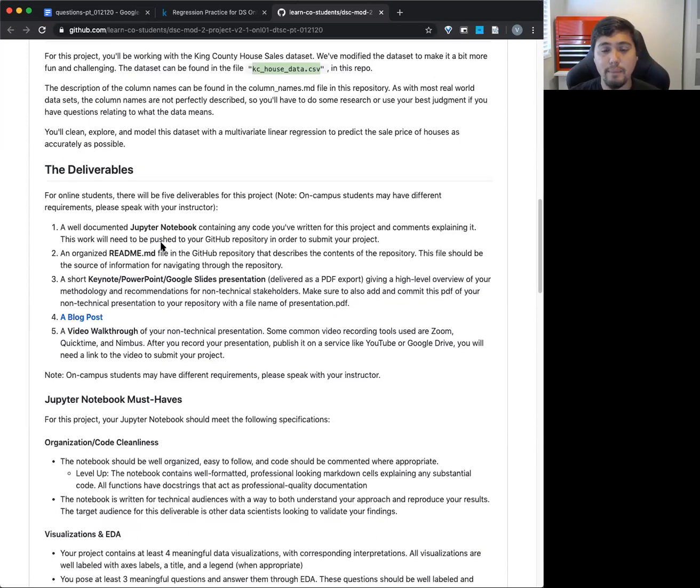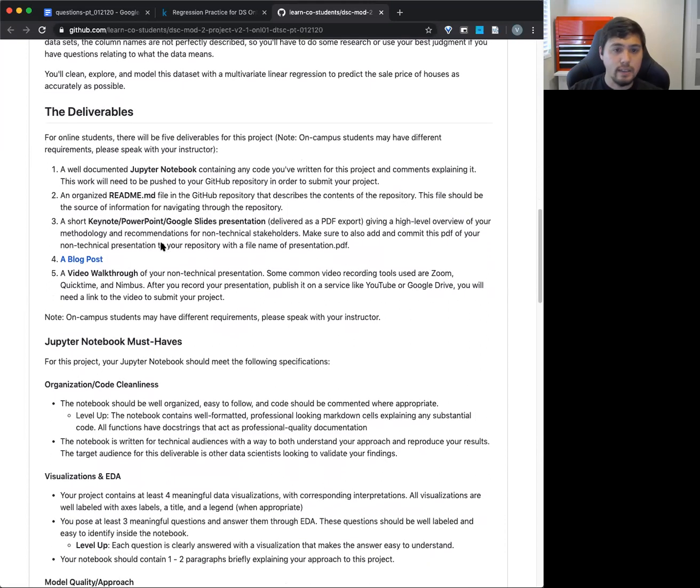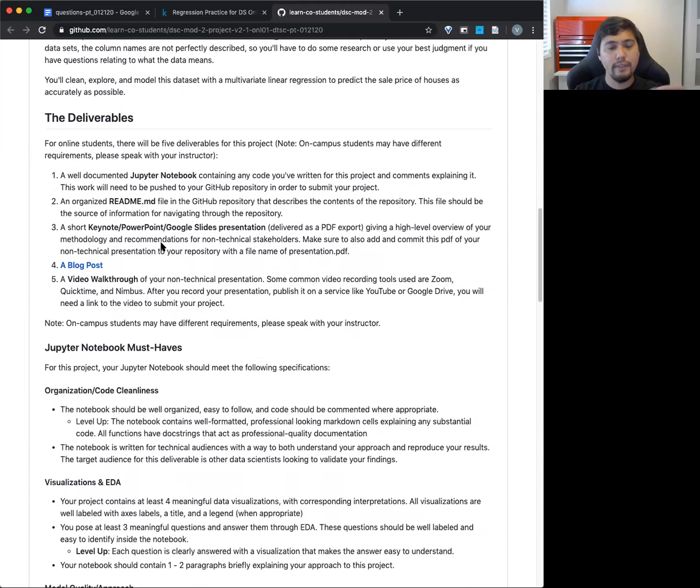So the main thing, considering you're doing your project, is that this is your very first mod project, an end-to-end data science project. What that means is, if you think back to our data science life cycle, we first have our business understanding. We have to understand what the problem is. And then we get data acquisition.